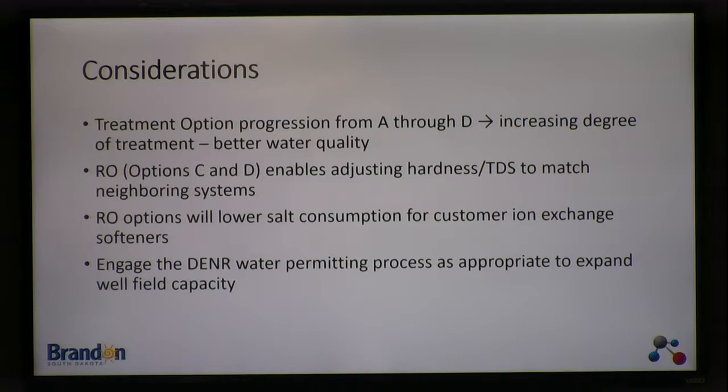Okay? With quite a leap from B to C, because B gives you the hardness that you have right now, as A and B do, whereas C takes that hardness to be similar to the neighbor's water hardness, about 200 milligrams per liter. So again, that treated water option, A to D, is an increasing degree of treatment. RO enables adjusting the hardness, so that's for options C and D. Adjust the hardness to match neighboring systems.